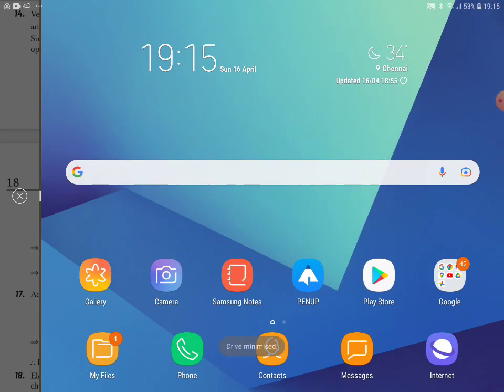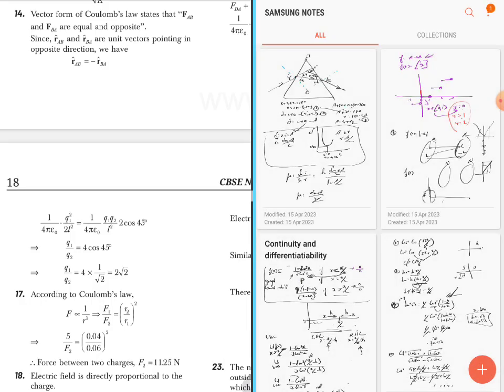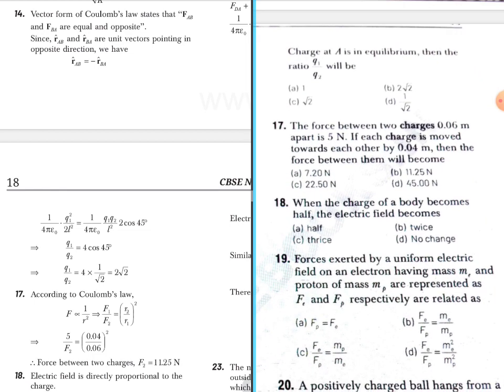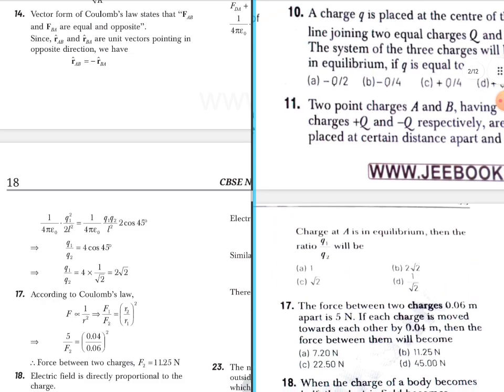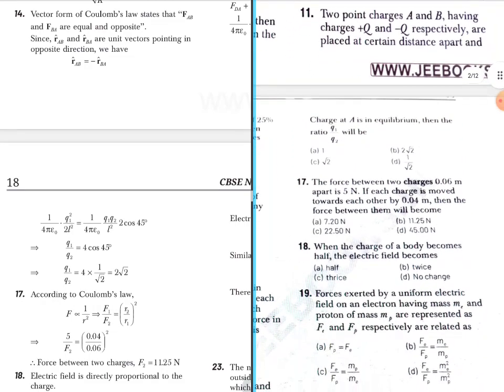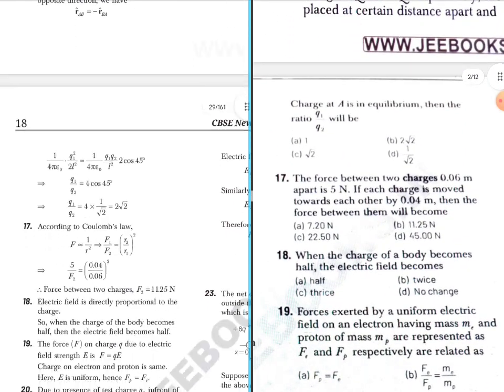And where is the PDF? Yeah. So you understood that part of the question. Which question is this? Yeah, 2 root 2, B is the right answer. Let's go to 17th question.